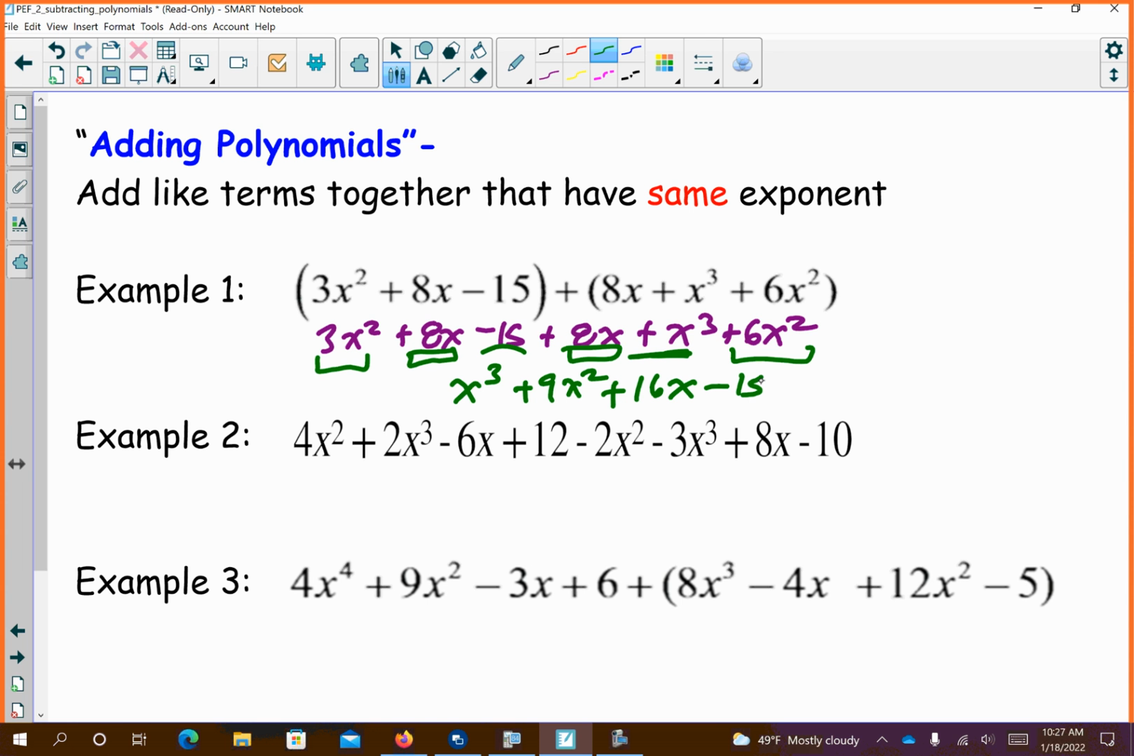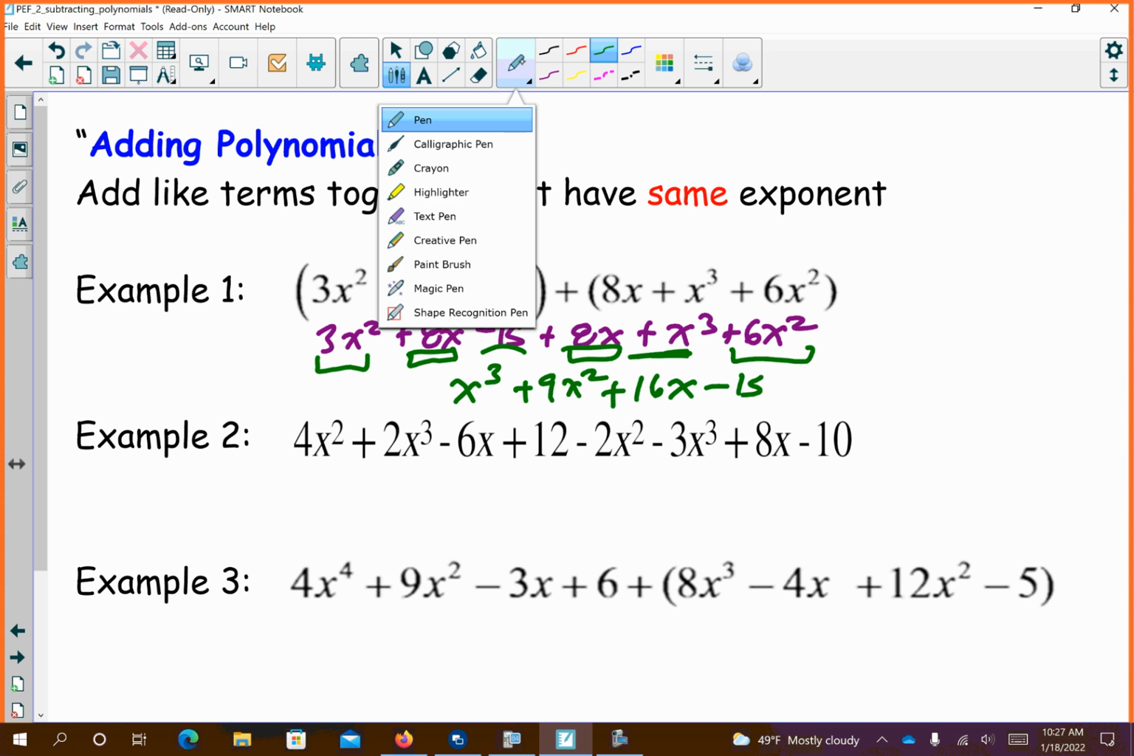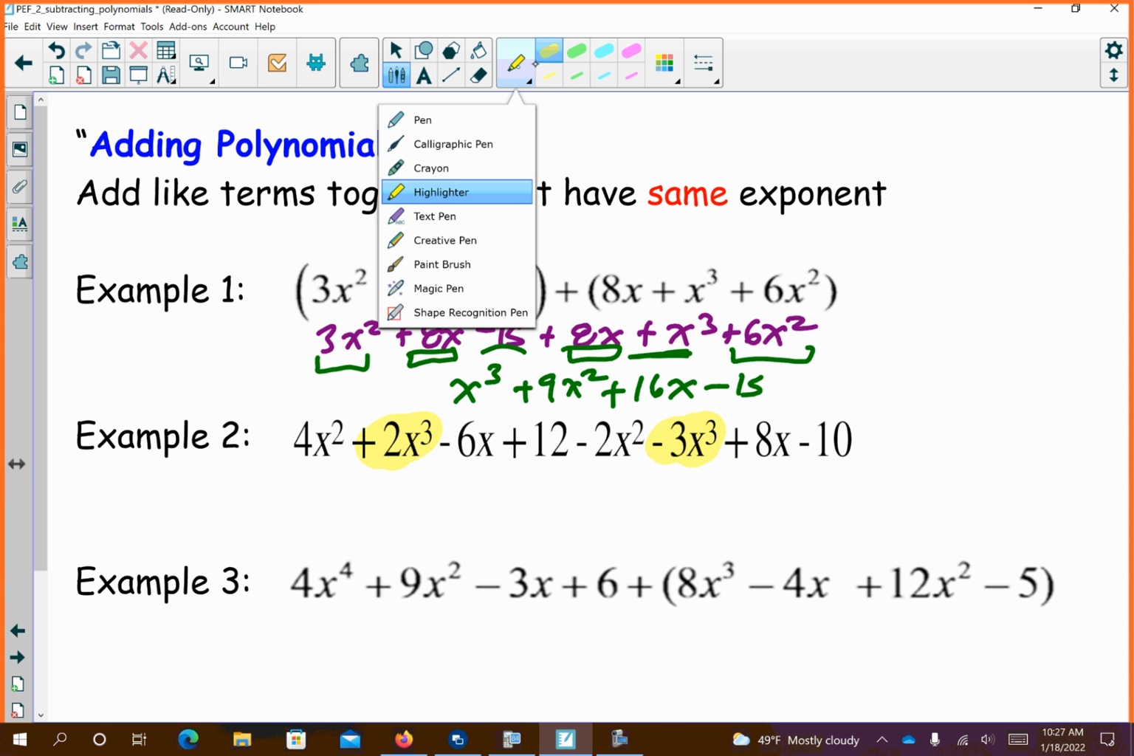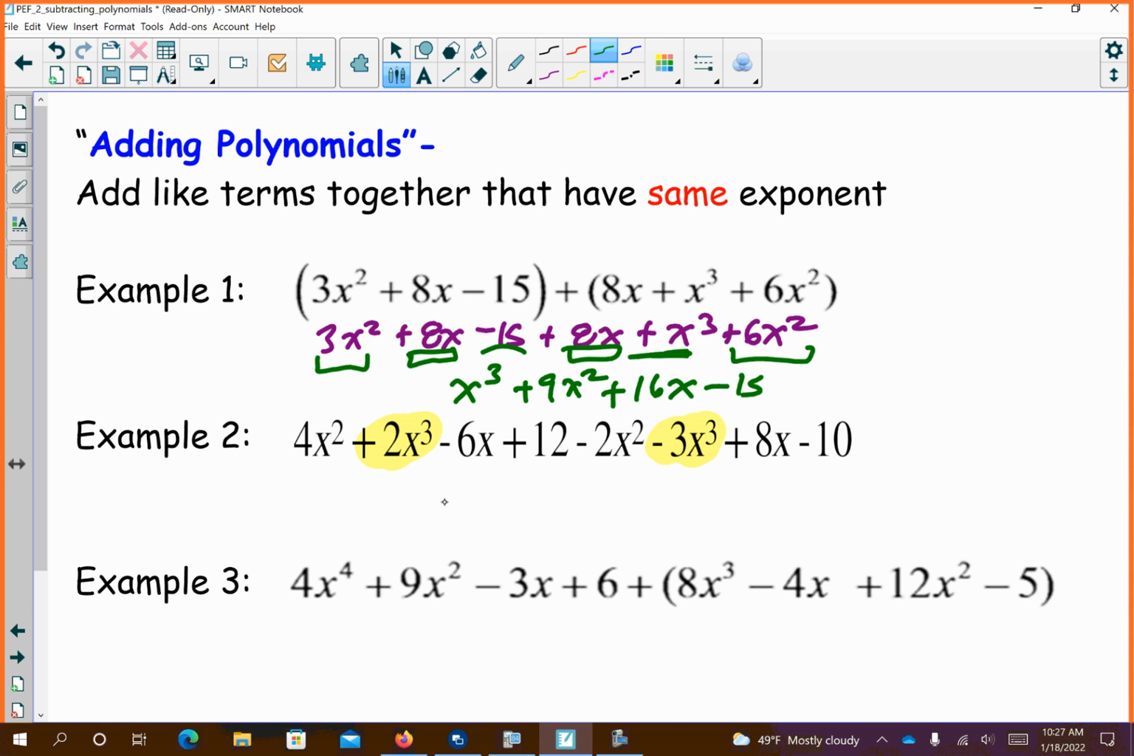Example 2, we don't have any parentheses, but I'm going to look. Let's see. I have 2x to the third and 3x to the third. Those are the highest exponents. So if I combine those together, do you agree that I get negative x to the third or negative 1x to the third? And yes, you could have a 1 there. It's not a big deal.